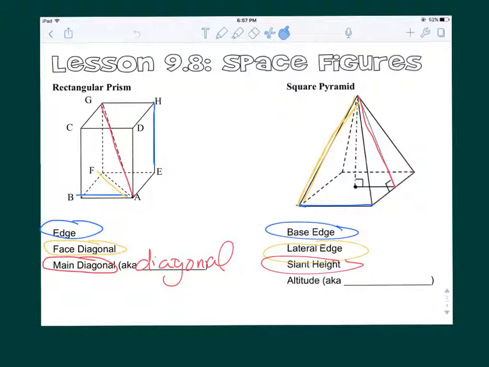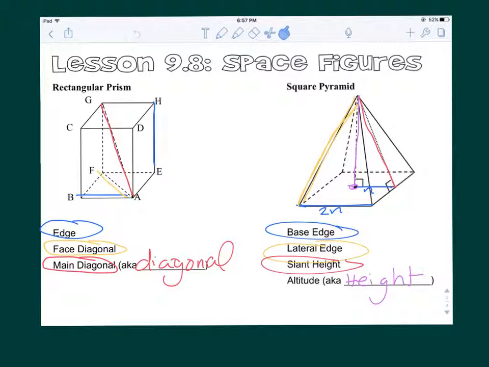And then we have an altitude, which sometimes we just call the height. And that goes from the top corner into the very center of that square along the bottom. It must be to the center of that square. Another thing to notice is that when this is a square pyramid, this part in the middle is half of one base edge. So if the base edge is 2n, then this would be equal to n.